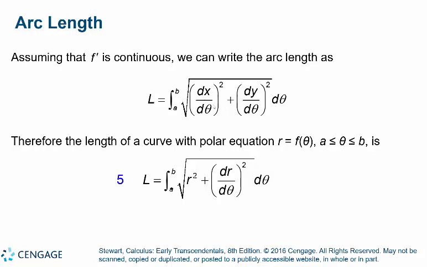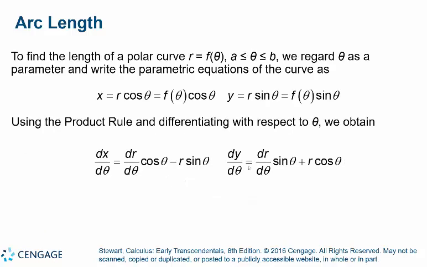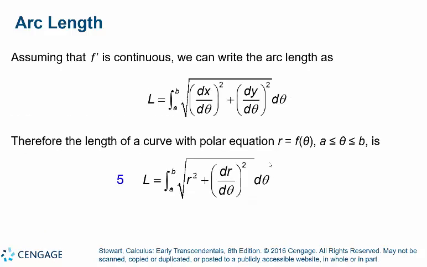Cleaning this up inside here, if you were to plug in this and this into here and then clean it up, we can use this equation here to very easily find the arc length when you have a polar equation. So length is equal to the integral from a to b, the square root of r squared plus dr d theta squared, and you're integrating with respect to theta.